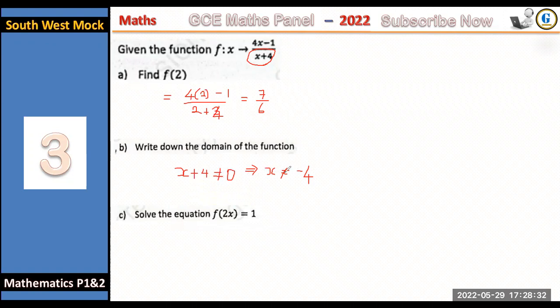Minus 4. Yes, not equal to, you solve it the same as you solve an equation. Nothing changes. So the domain will be the set of all real numbers. Look at it. All real numbers, excluding which number? Which value? Minus 4. Excluding minus 4. So this is how you write it.